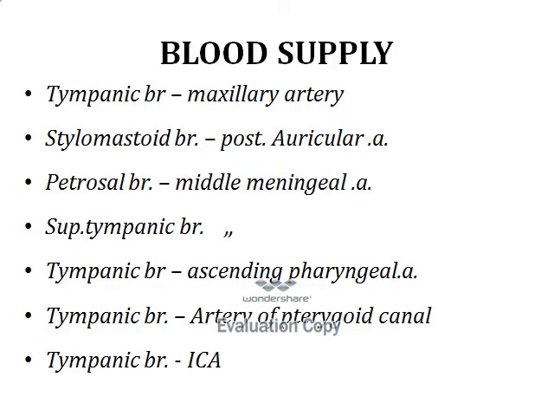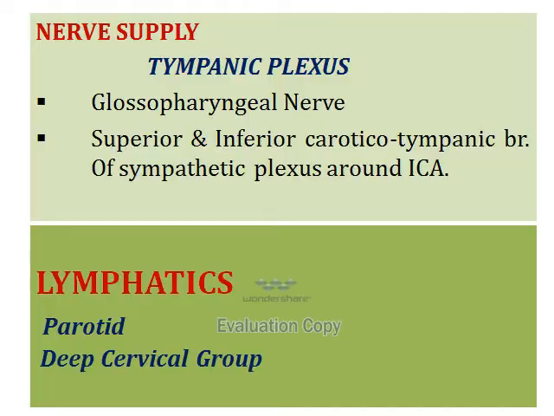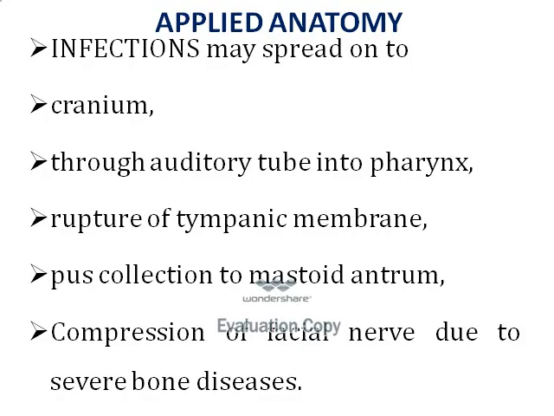The blood supply of the middle ear cavity is received from various branches that are running close to the middle ear cavity, and the majority of the blood vessels are received from the maxillary artery, the middle meningeal artery and the internal carotid artery. The nerve supply, the sensory innervation to the middle ear cavity, comes from the tympanic plexus, which is formed by the contribution of the glossopharyngeal nerve and the caroticotympanic branch of the sympathetic plexus that are found around the internal carotid artery. The lymphatics drain into the parotid and the deep cervical nodes.